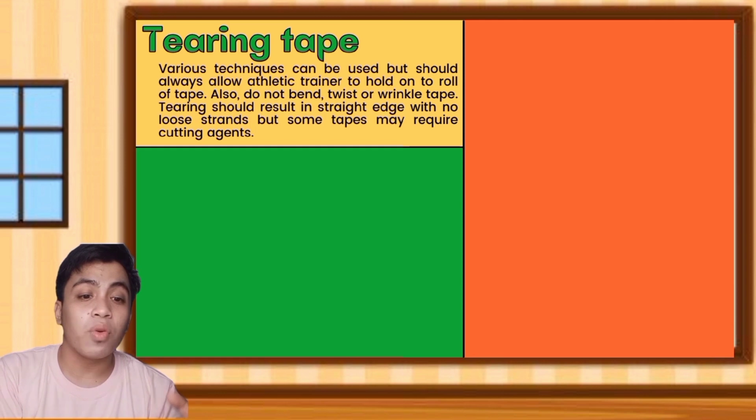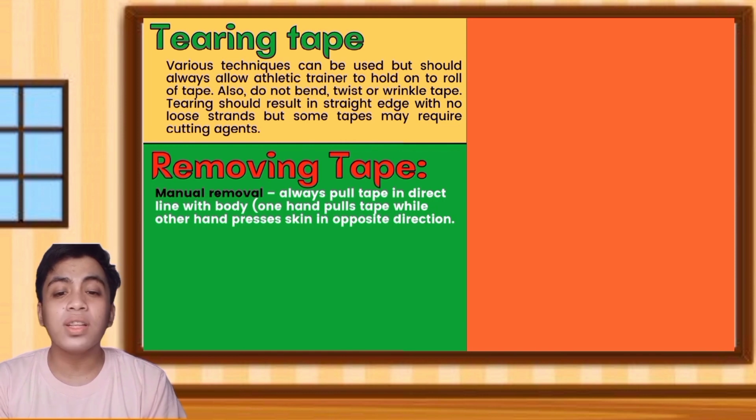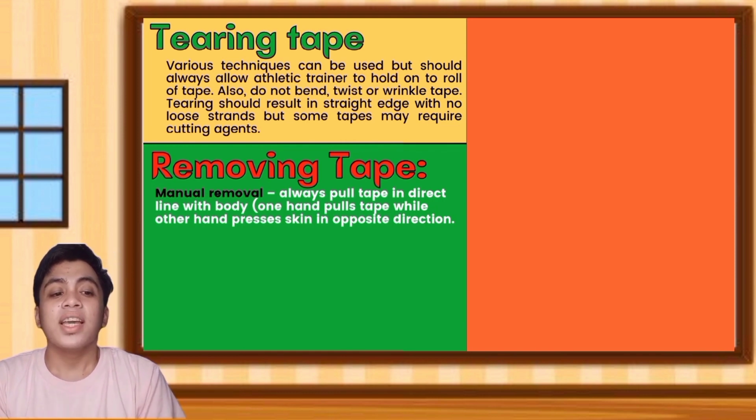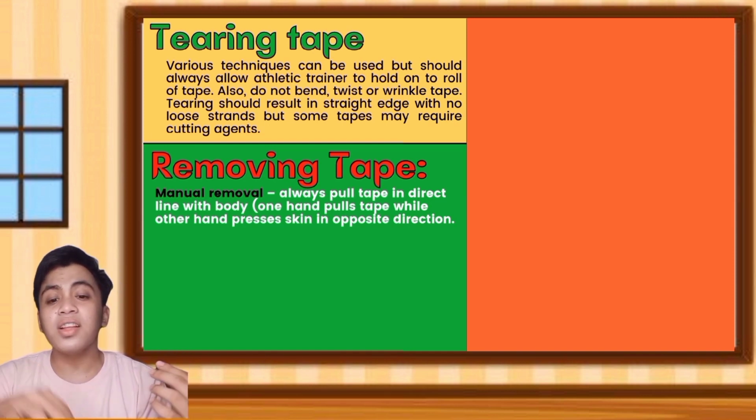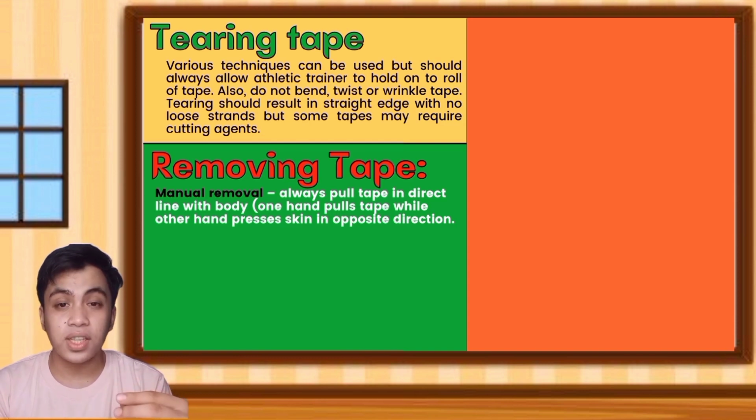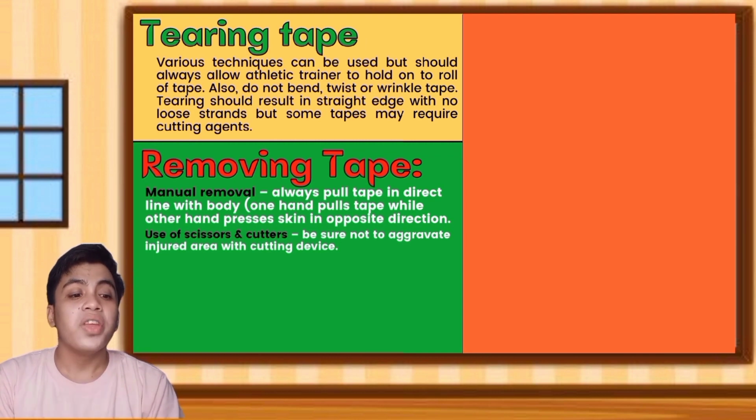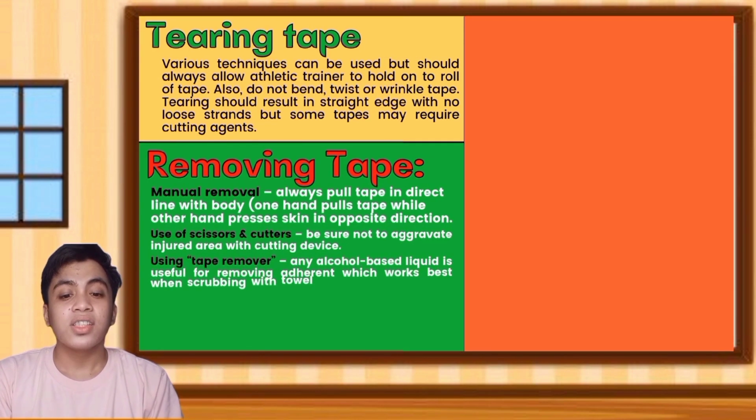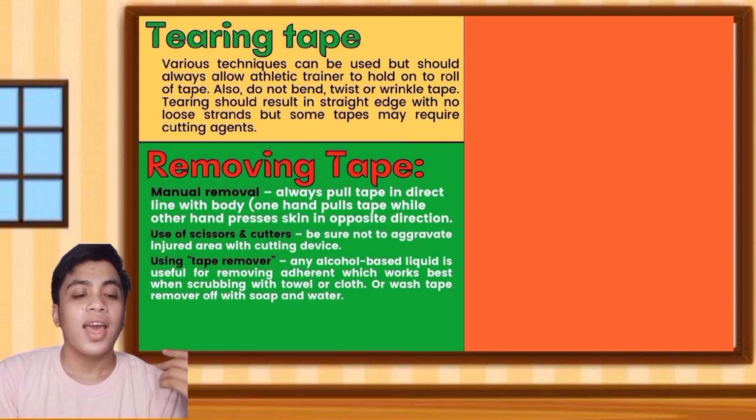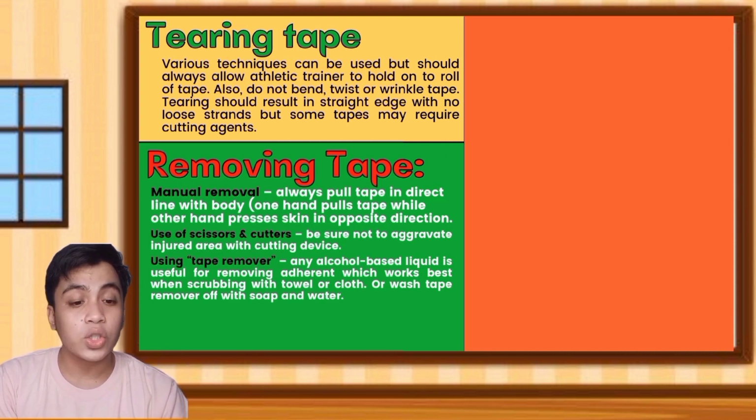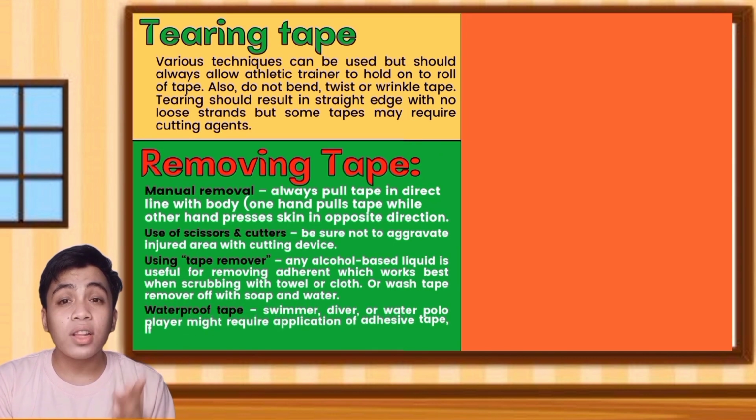Here are 3 ways of removing adhesive tape. First is the manual removal. In this, we should always pull the tape in direct line with the body. It can be done by using one hand to pull the tape and using the other hand to press the skin in opposite reaction. Next is the use of scissors and cutters. They're also called tape remover, such as alcohol-based liquids, scrubbing with towel or cloth, and washing the tape remover off with soap and water.